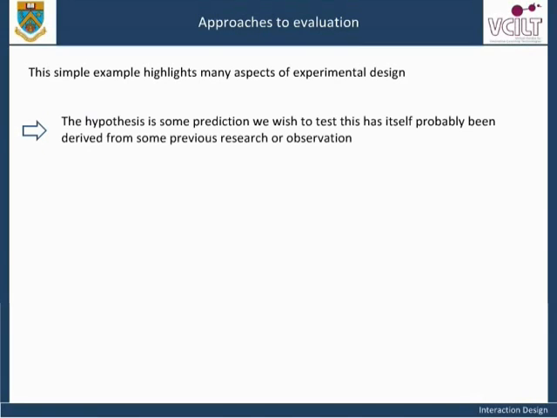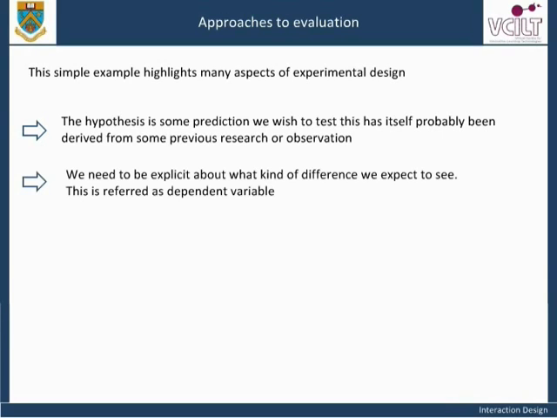First off, the hypothesis is some prediction. We wish to test here that a mouse will be quicker to use than a trackpad. This has itself probably been derived from some previous research or observation. Secondly, we need to be explicit about what kind of difference we expect to see. This is the thing we are going to measure in the experiment, and is referred to as the dependent variable. In this case, it is the time to complete tasks. The prediction was that using a mouse would be quicker than using a trackpad.